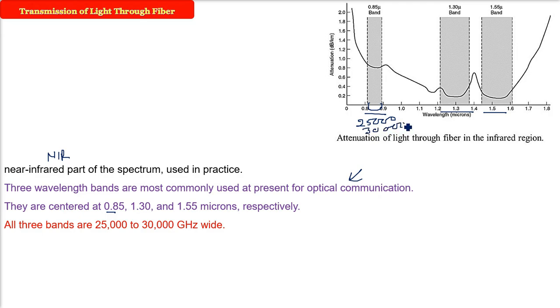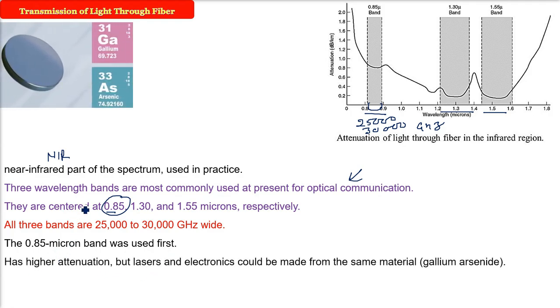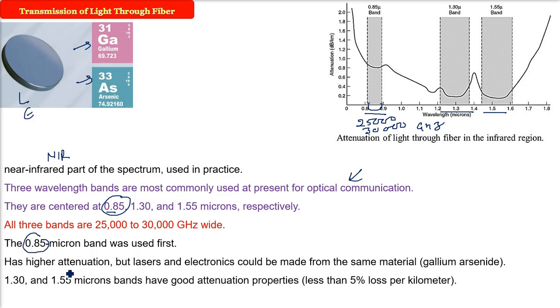So these are the 3 wavelength bands which we use in fiber optics, optical communication. This 0.855 micron band was used first. The bad part is it has higher attenuation loss, but the good part is the lasers and the electronics could be made from the same material, that is gallium arsenide, though it has higher attenuation signal loss.